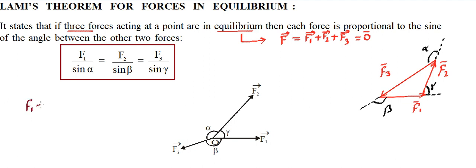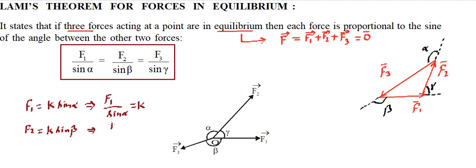f1 will be equal to some constant k times sine alpha. So from here we can calculate f1 by sine alpha, this is going to be a constant number k. Similarly, f2 will be equal to a constant times sine beta, because it's going to be proportional to sine of beta. So from here we will find f2 upon sine beta is equal to k.